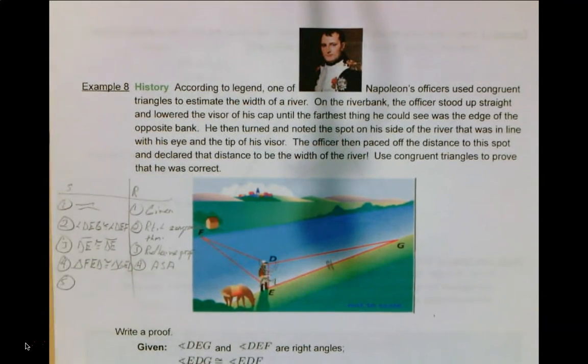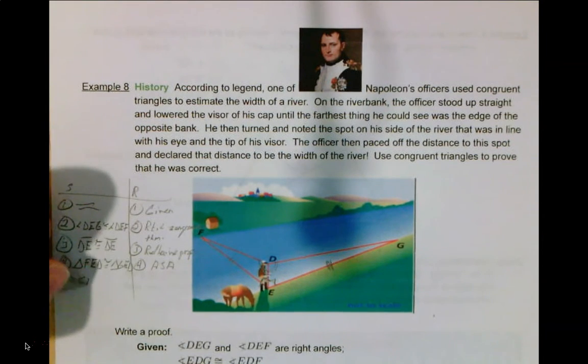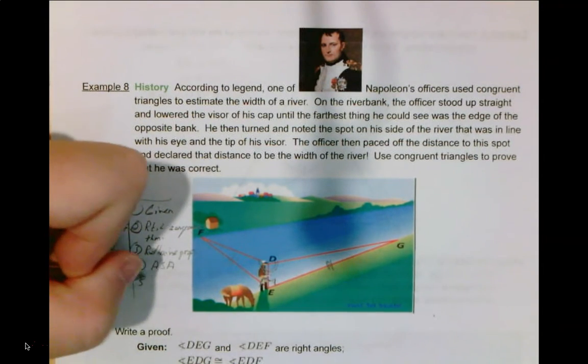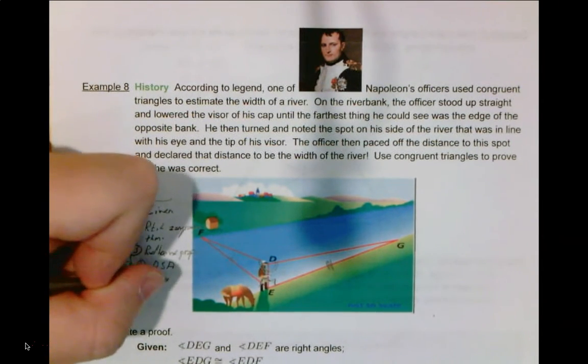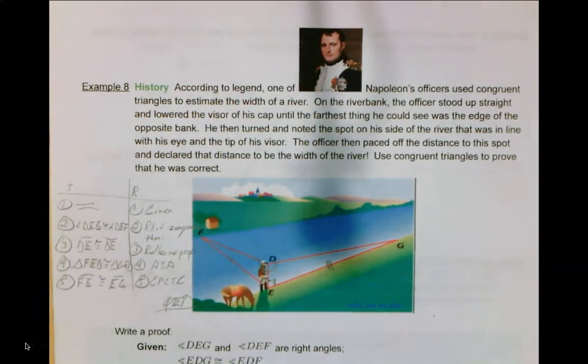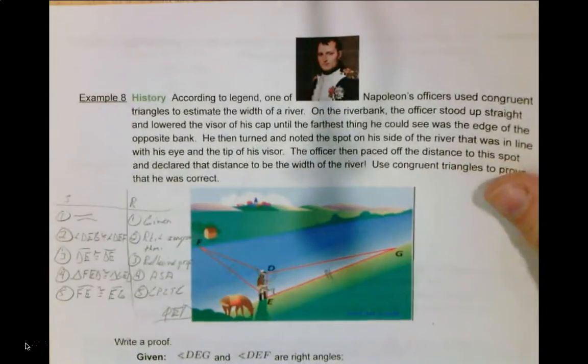Statement 5, FE or EF is congruent to EG by CPCTC. QED. That was example 8.